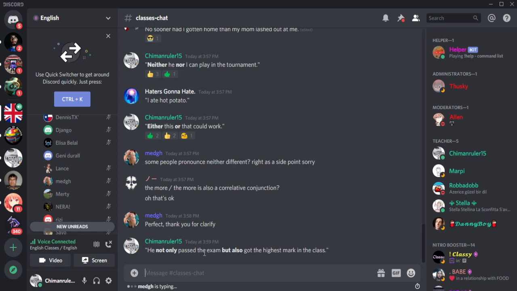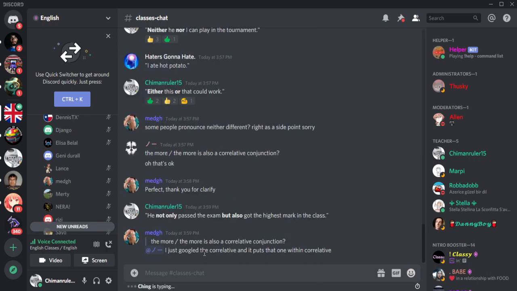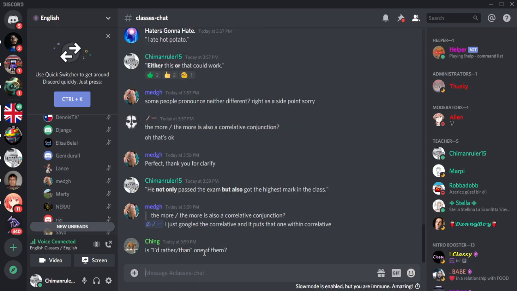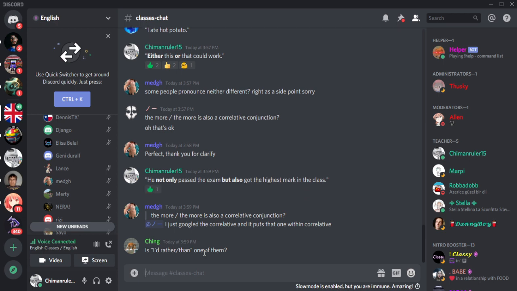Okay. So here we have another example. And I should point out that correlative conjunctions can connect words, phrases, clauses, verbs, or anything like that. So they're not limited to just words or phrases. They can also connect clauses. But here we don't have two separate clauses. We have two separate predicates. Here, he not only passed the exam, but also got the highest mark in the class. So that's also another example of a correlative conjunction.